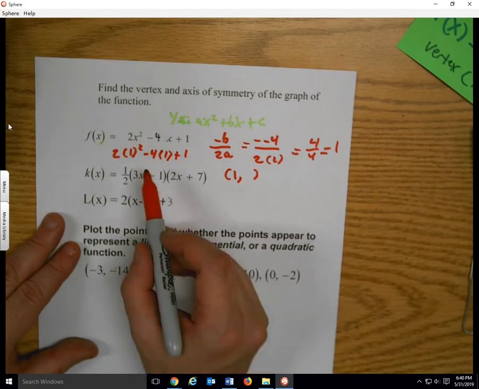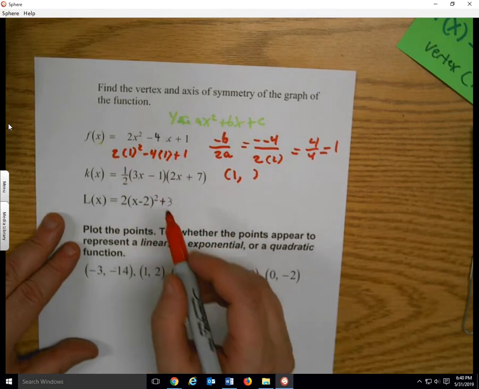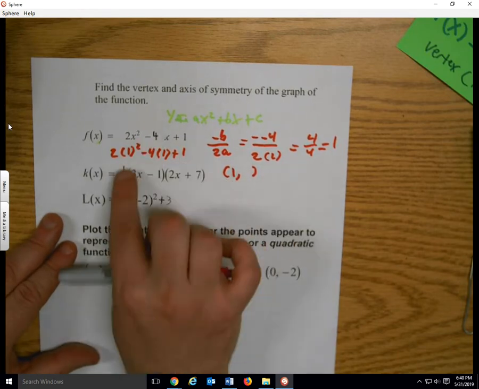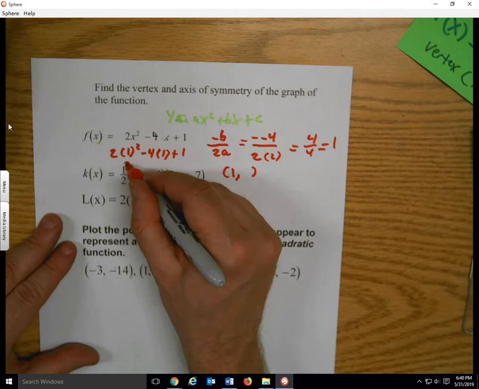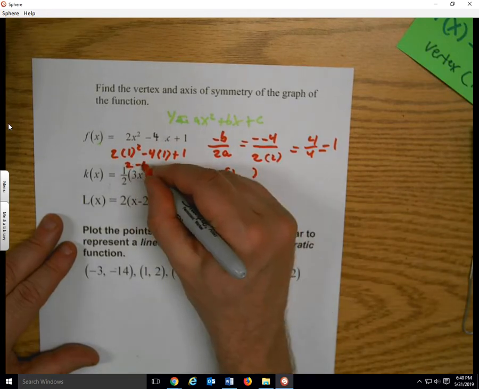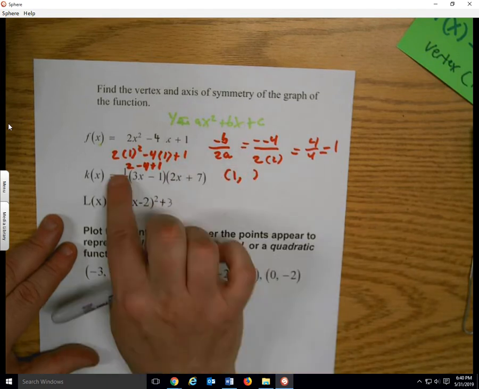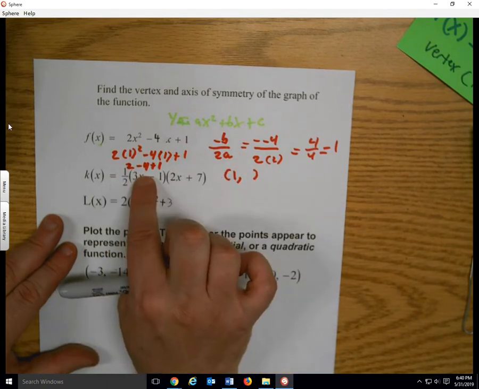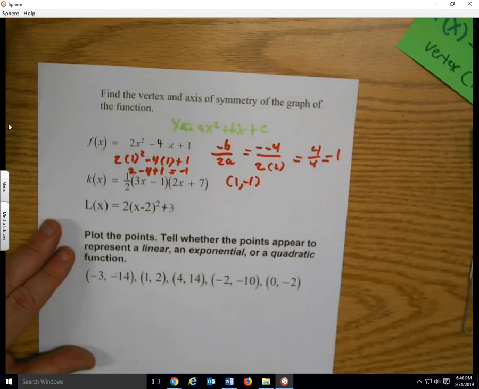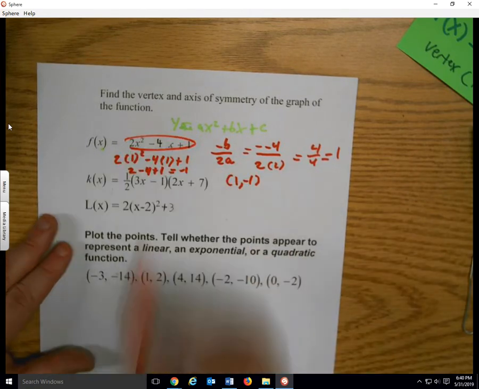Doing the order of operations, we should square first. I can see I'm running out of room here, but so 1 squared would be 1, and then 1 times 2 would be a 2, and then 1 times a negative 4 would be a negative 4 plus 1. 2 minus 4 is a negative 2 plus 1, be a negative 1. Okay, that's how you do it once it's in standard form.